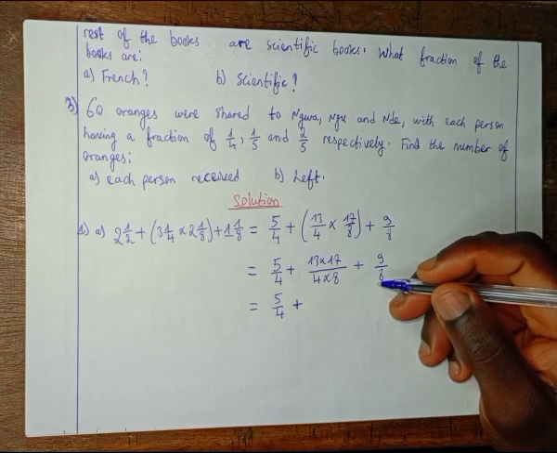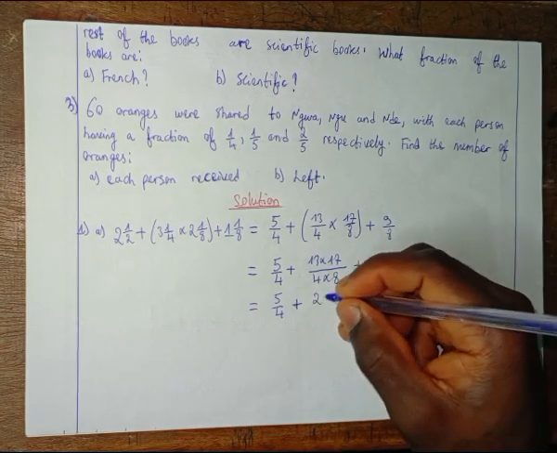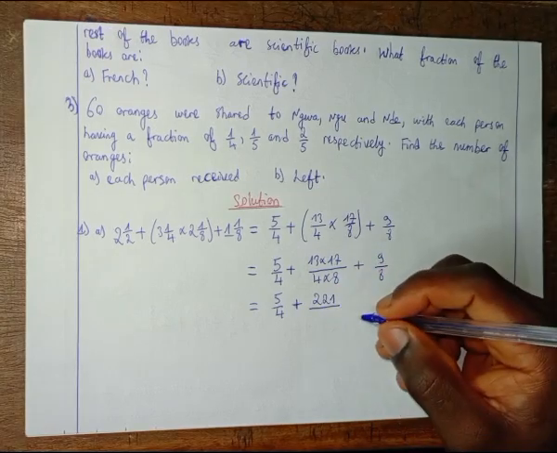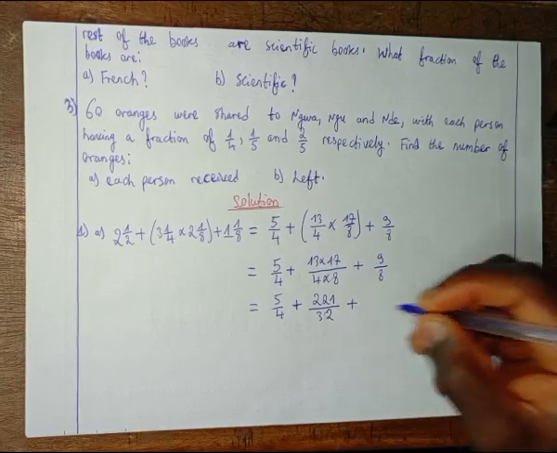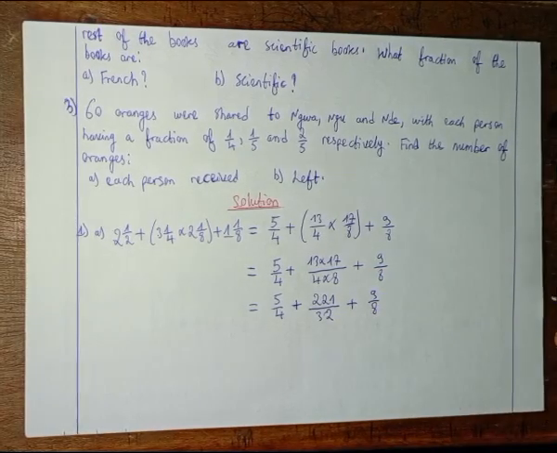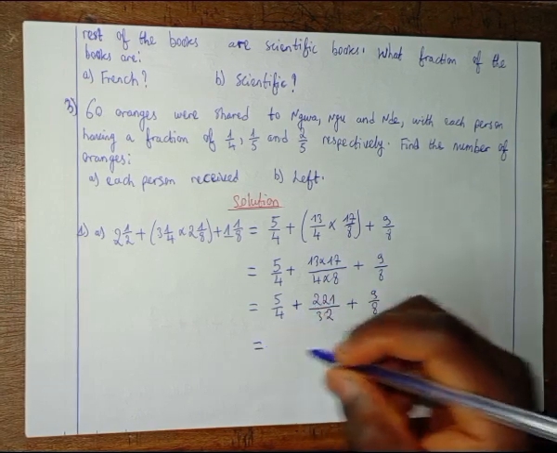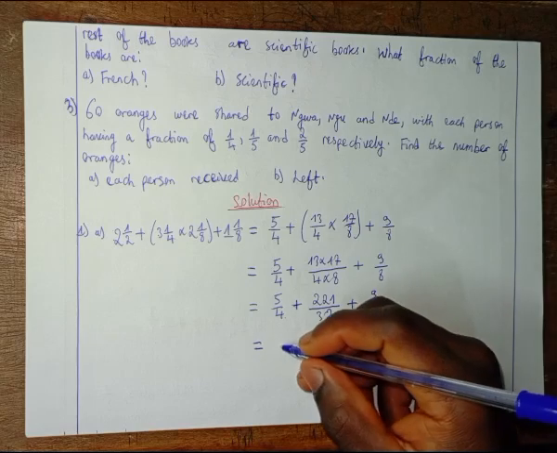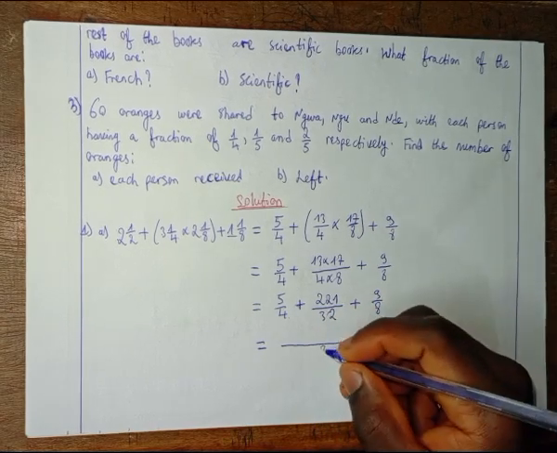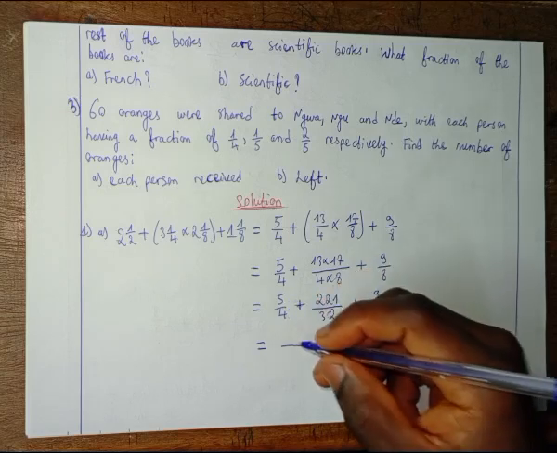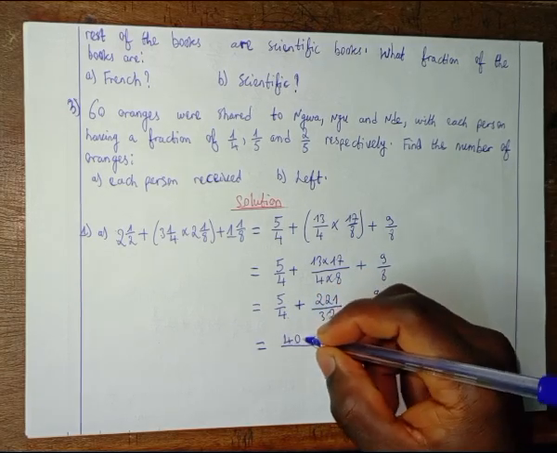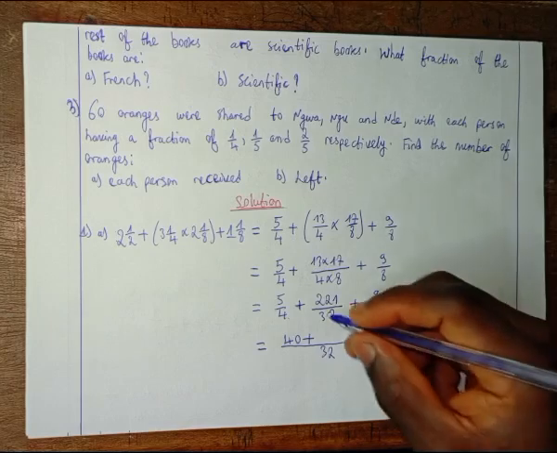13 times 17 gives us 221 all over 4 times 8 gives us 32, plus 9 over 8. Next thing, we need to find the LCM of 4, 32 and 8. The LCM will simply be 32. Next, we are going to take 32 divided by 4. It gives us 8. 8 times 5 gives us 40, plus 32 divided by 32 gives us 1.